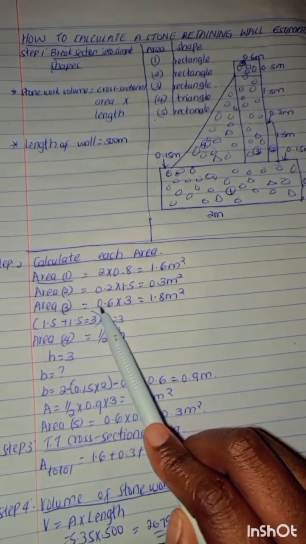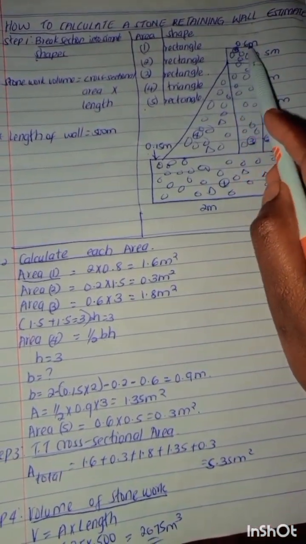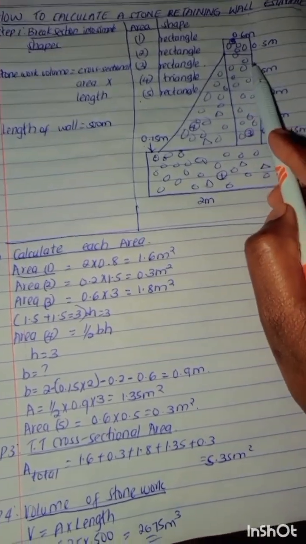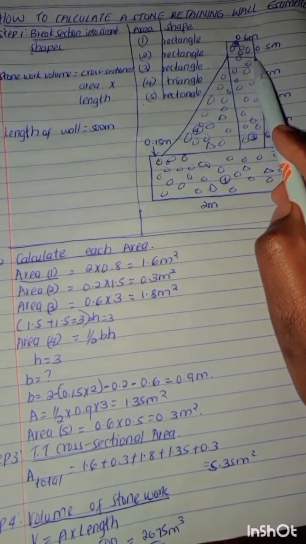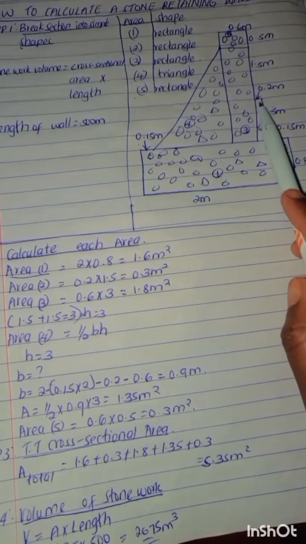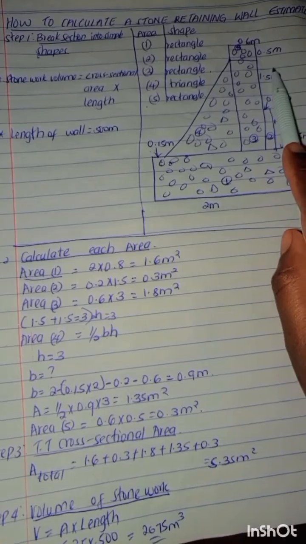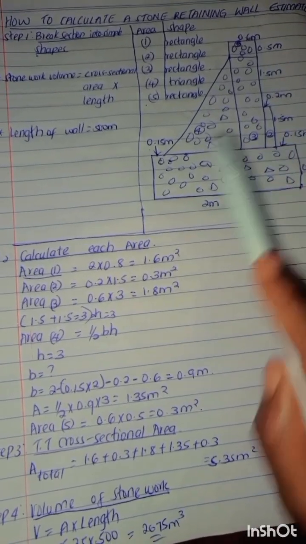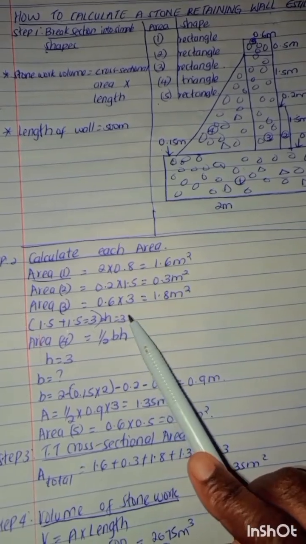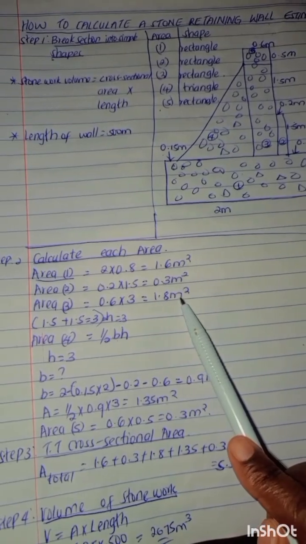And the third area, for the rectangle, is this, you see, 0.6. From here to here is 0.6. Then you multiply by the height, where you add this height from this section, which is 1.5 meters, and the other section, which is 1.5 meters, and that becomes a total of 3. That is the height. You multiply 0.6 by 3, and you get 1.8 meters squared.